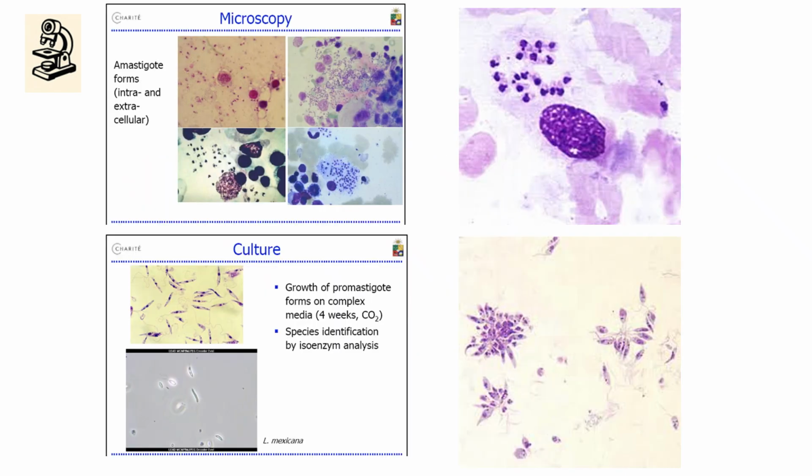To confirm the diagnosis, we use microscopy to identify amastigote forms, which can be seen both intra- and extracellularly in these stained tissue samples. For definitive species identification, the sample is placed in a complex culture medium for up to 4 weeks. This allows for the growth of promastigote forms, which are then analyzed via isoenzyme analysis or PCR to determine the exact Leishmania species involved.